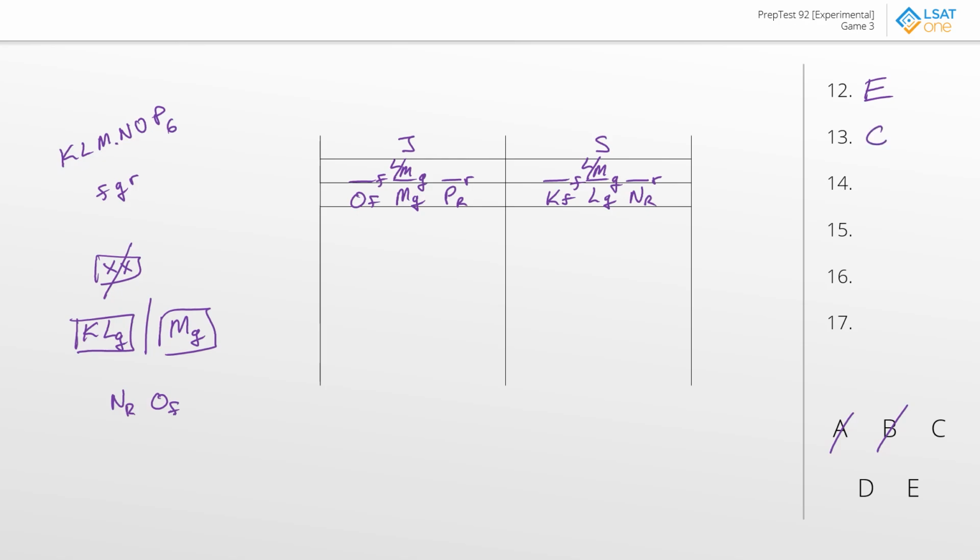For the record, just in case, K teaches at the junior high. Nope, they're currently at the senior. And E, M teaches at the senior high. And no, they're currently at the junior. So once again, best answer is C.